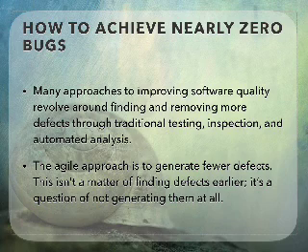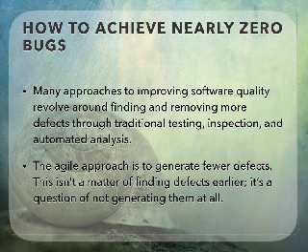But in agile approach, the main idea is to generate fewer defects, or in other words, instead of trying to rectify something after you have already fed it into the system, you can avoid feeding those bugs into your system as the basic objective or the idea behind agile strategies. This isn't a matter of finding defects earlier, it's a question of not generating them at all.